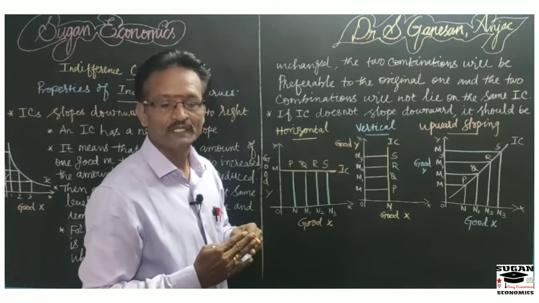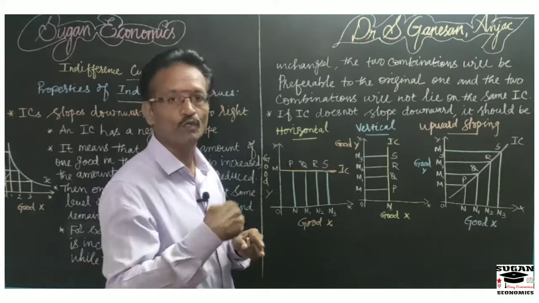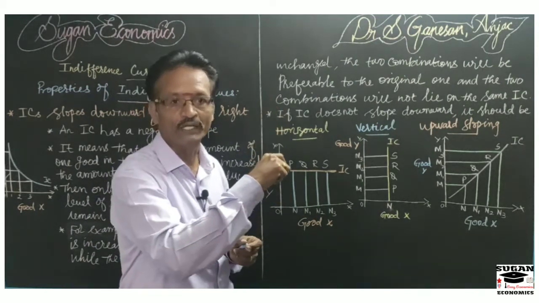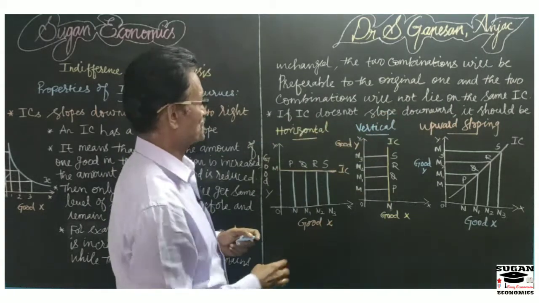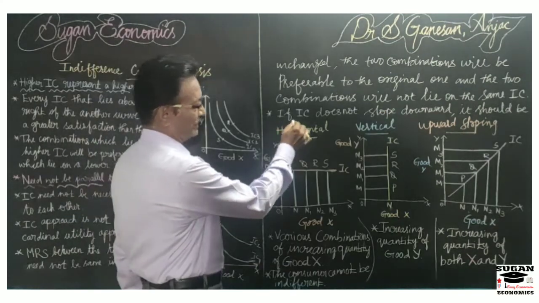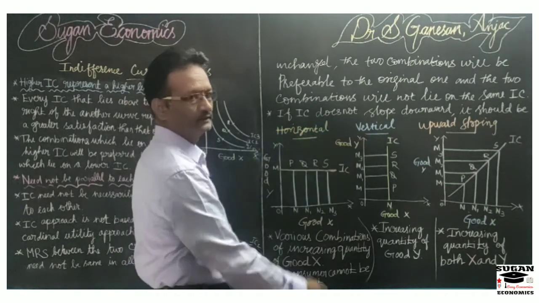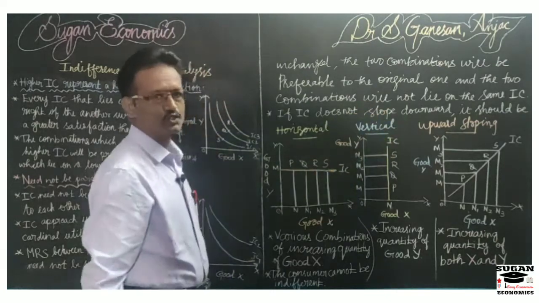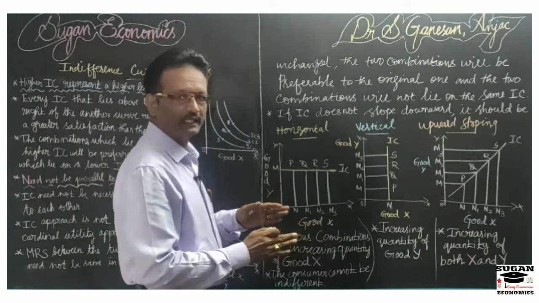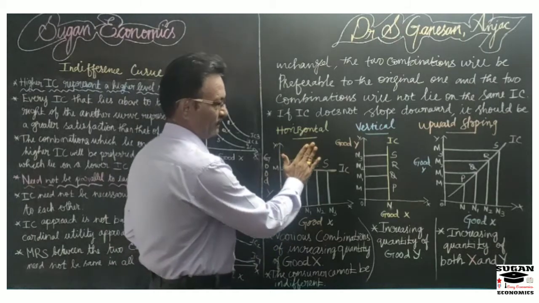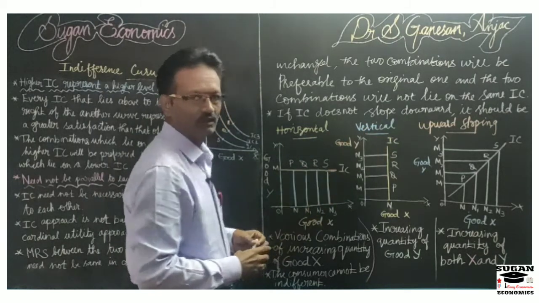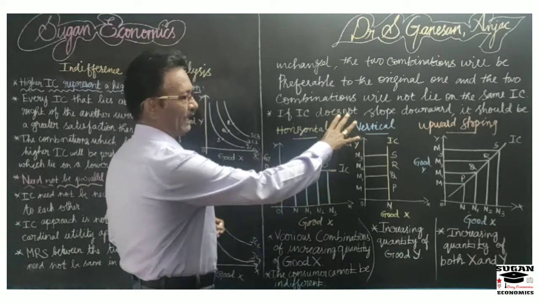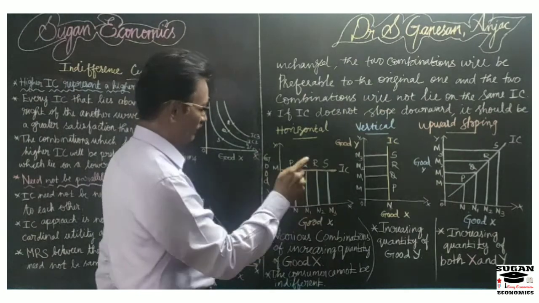So at that time, here in the second combination, the consumer will be getting more benefit when compared to the previous one. So both the combinations will not lie on the same indifference curve. Dear students, if an indifference curve does not slope downward, it should be either horizontal, vertical, or upward sloping. But indifference curves never become horizontal, never become vertical, and never become upward sloping. Why it should not be horizontal, vertical, or upward sloping, that now I will explain.